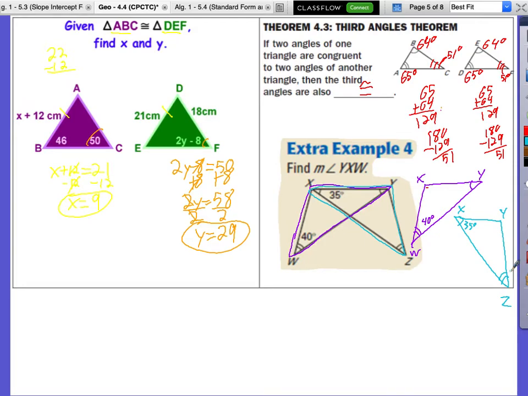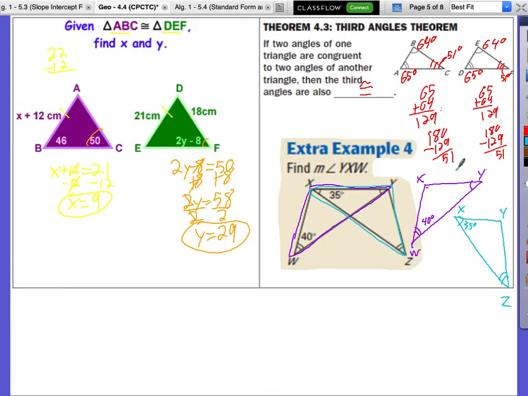And we're trying to find the measure of YXW. Well, YXW, that's going to be this angle that we don't know right now. This angle up here that I'm circling. Okay, if you're not looking up here, you don't know which one I'm circling. This angle that I'm circling, that's what we're trying to find. Well, how can we go about this?